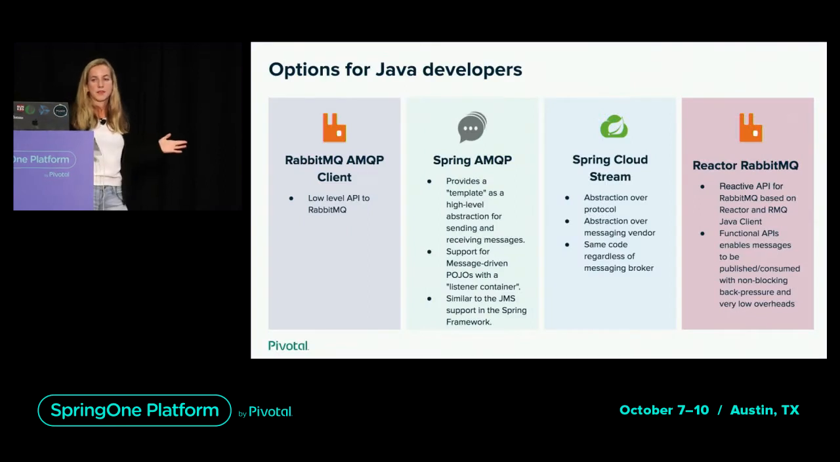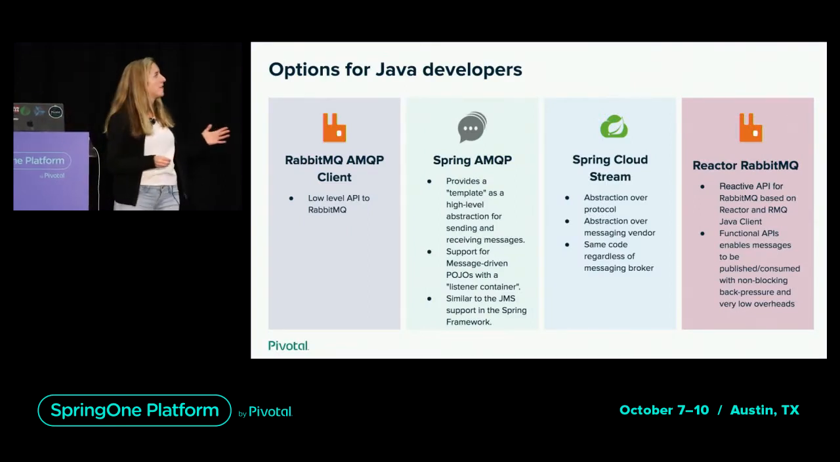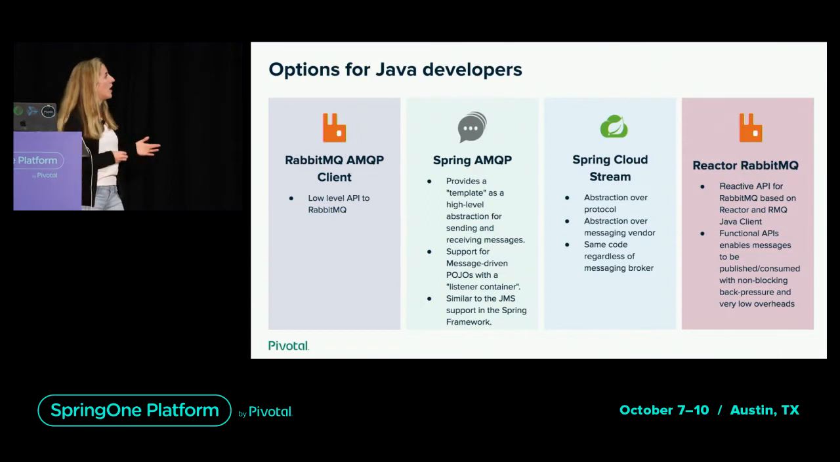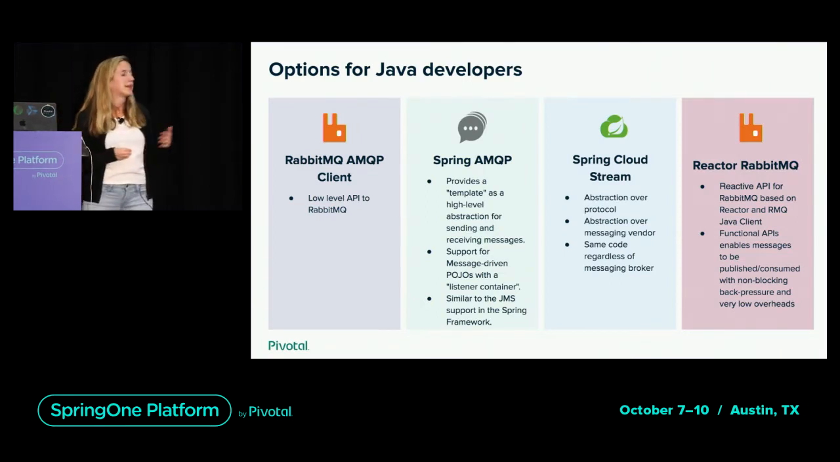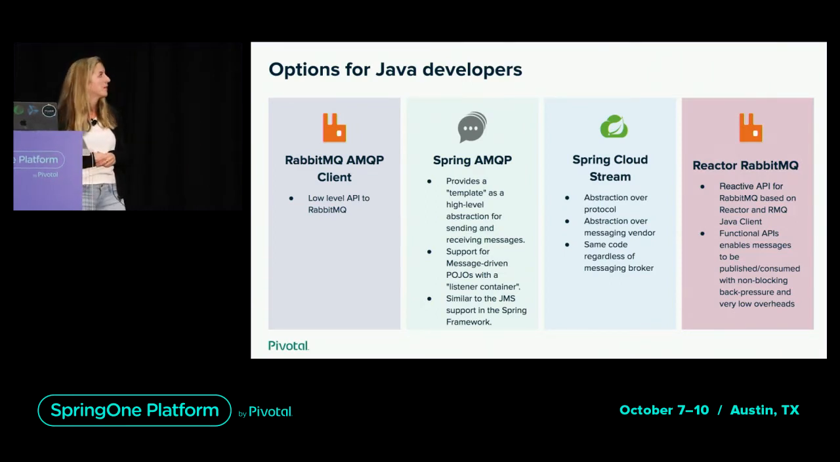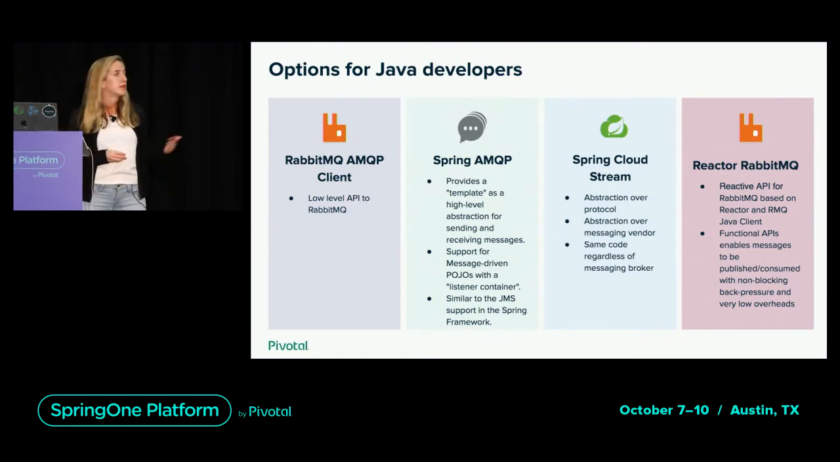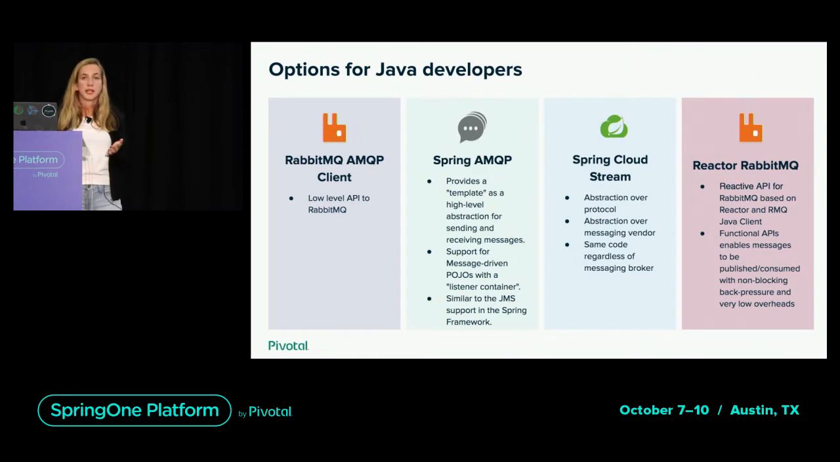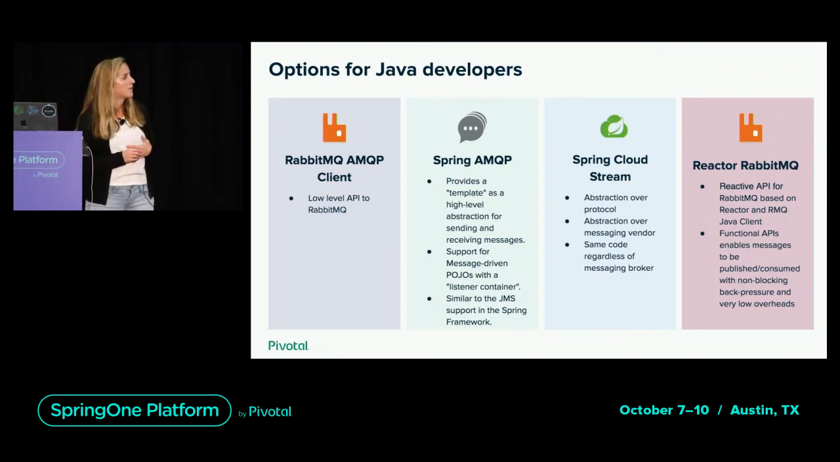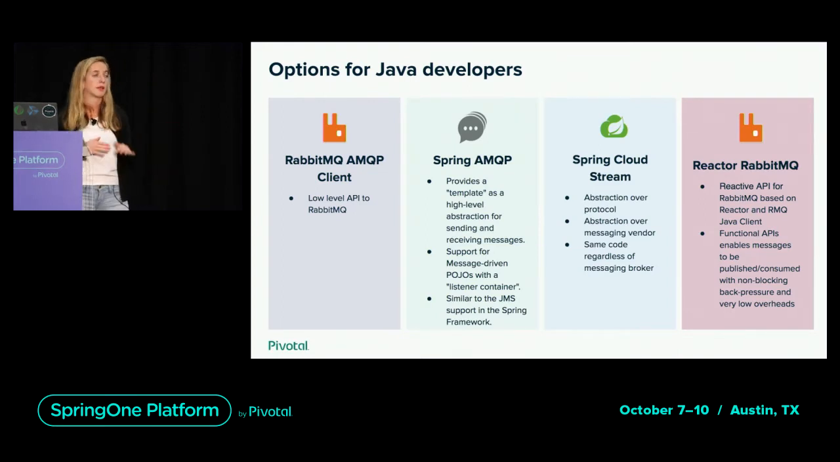And the developer experience for Rabbit, here's a couple of the options that you have. You have the RabbitMQ AMQP client, which provides a low-level API to RabbitMQ. You have Spring AMQP, which is a template as a high-level abstraction for sending and receiving messages. You have support for message-driven POJOs with a listener container. You have Spring Cloud Stream, which is an abstraction over protocol and over messaging vendors. There's actually a great talk that I'm now forgetting where you can see them switching out RabbitMQ Kafka with Spring Cloud Stream, overlaying it extremely quickly.